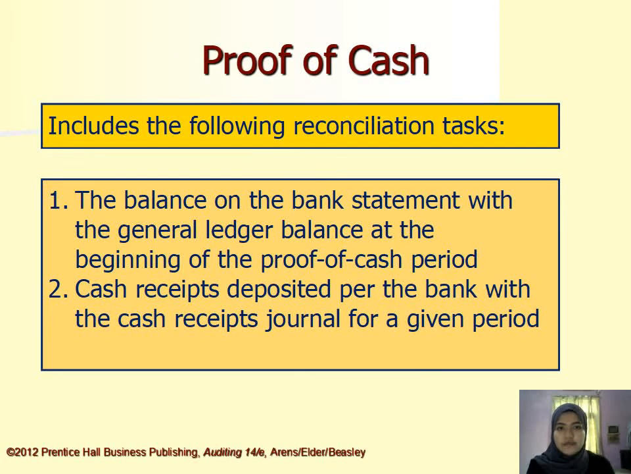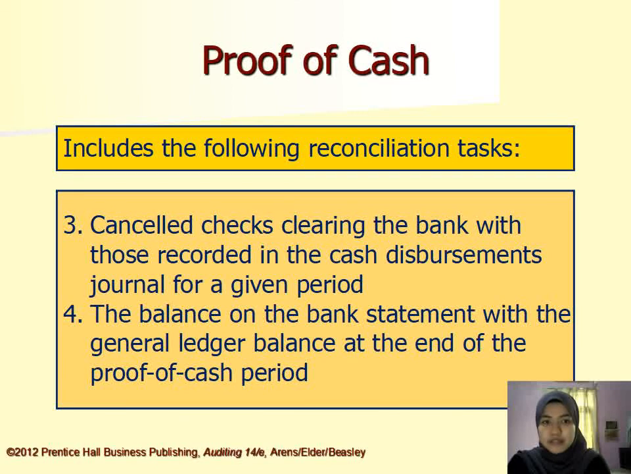Okay. Proof of cash also has 4 reconciliation types. First, they must reconcile the balance on the bank statement with the general ledger balance at the beginning of the proof of cash period. Second, they must reconcile cash receipt deposits per bank with the cash receipts journal for a given period. Next, they must reconcile cancelled checks clearing the bank with those recorded in the cash disbursements journal for a given period. The last is to reconcile the balance on the bank statement with the general ledger balance at the end of the proof of cash period.